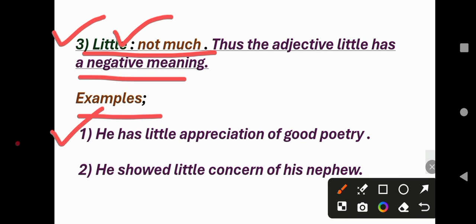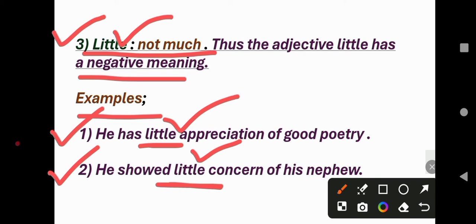The first example is he has little appreciation of good poetry. In this sentence, little implies that he does not appreciate good poetry much. The word little has a negative connotation here. And the second sentence is he showed little concern of his nephew. In this sentence, little implies that he did not show much concern of his nephew. Again, the word little has a negative connotation here.